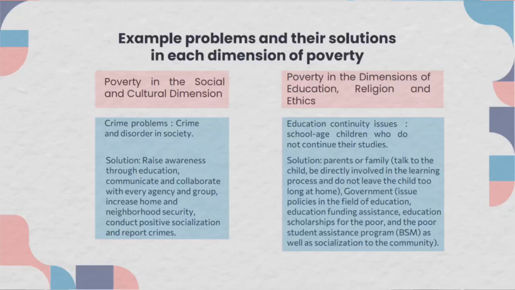Fourth, poverty in the dimensions of education, religion, and ethics. Education continuity issues. School-age children who do not continue their studies. Solution: parents or family talk to the child, be directly involved in the learning process, and do not leave the child too long at home. Government issue policies in the field of education, education funding assistance, education scholarships for the poor, and the Poor Students Assistance Program (BSM), as well as socialization to the community.